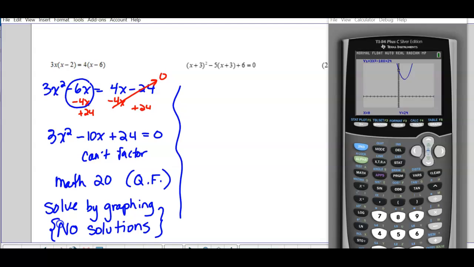Take a look at the next one. We've got some brackets. They're the same. So check if the x plus 3 is in every single term. If it is, you can factor it out. Here, it's in this term, it's in this term, but it's not in the term with 6. Okay, so you can't just factor out x plus 3.